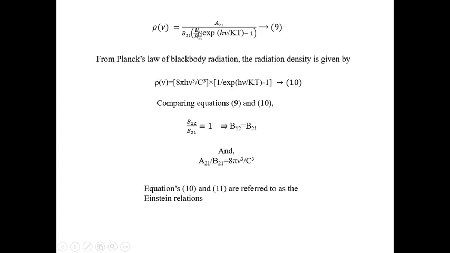But what is there, B12 by B21 is equal to 1. Here the multiplier is only 1, meaning nothing else is there. That is why B12 by B21 is equal to 1, so B12 is equal to B21. So both the Einstein coefficients are the same. The equations 10 and 11 are referred to as the Einstein relations. This is the Einstein coefficient relation.